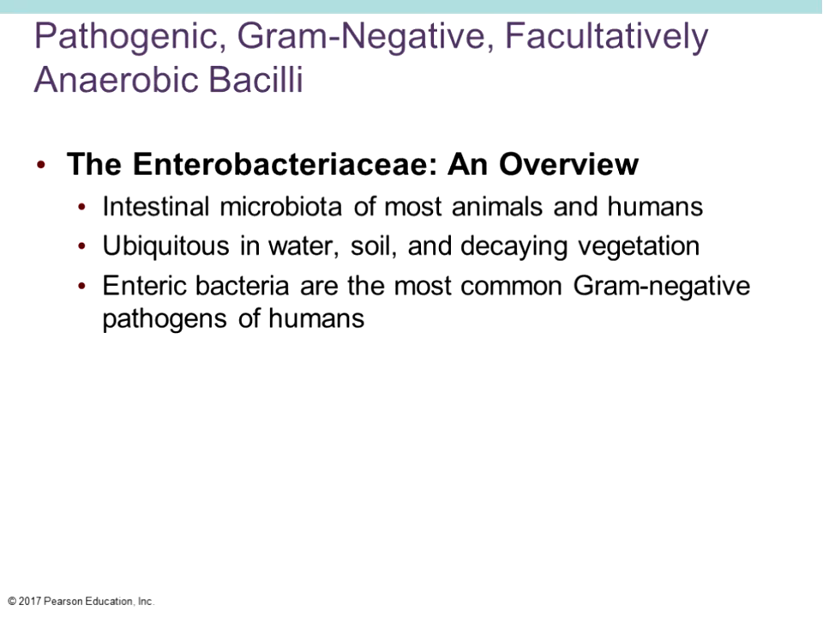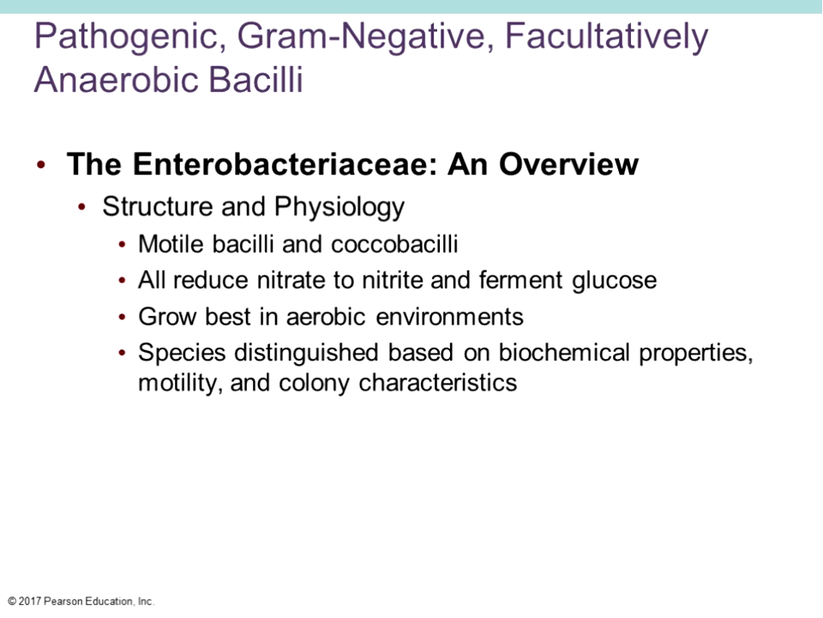So where we find them is an overview. It's the intestinal microbiota of many animals and humans. It's found widely in water, soil, and decaying vegetation. Enteric bacteria are the most common gram-negative pathogens that we find in humans. They are motile bacilli and coccobacilli.